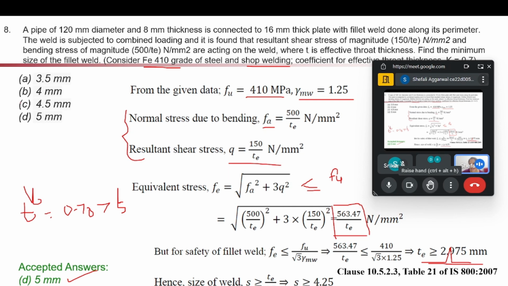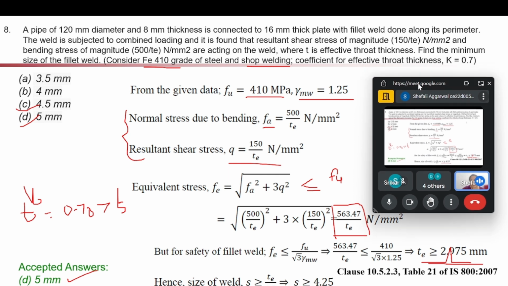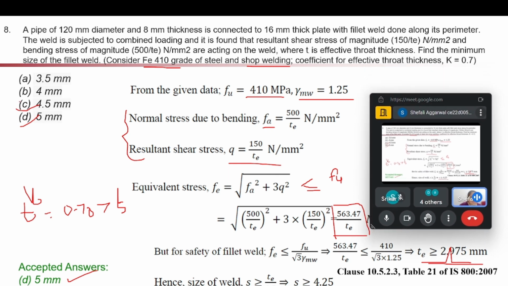I have to check this question. I think 4.5 can also be a correct answer because S value is coming greater than 4.25, that is T divided by 0.707. So the answer can be 4.5 as well as 5 mm. Is anything else given from where we can find the exact size of fillet weld? It is asked minimum size of fillet weld. So I think minimum we can give as 4.5 mm instead of 5 mm. Okay.